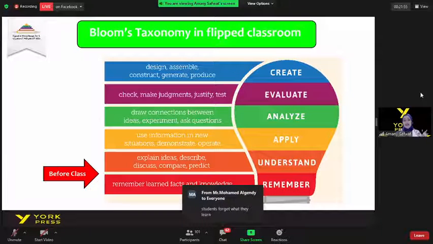What's to analyze? To draw connections between ideas, experiment things, and to ask questions.